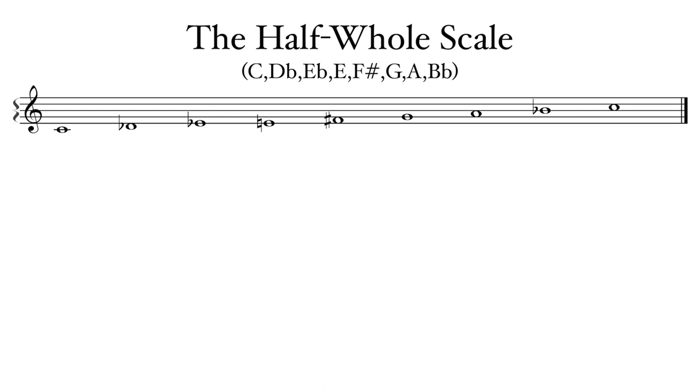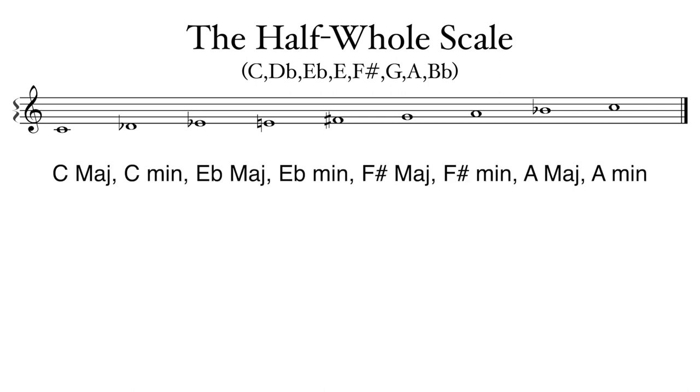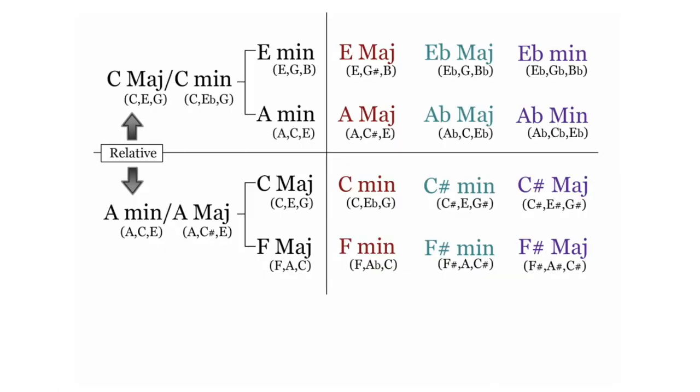In this case, we have the C half-whole scale, which yields these chords: a C major and a C minor, E flat major and E flat minor, F sharp major and F sharp minor, as well as A major and A minor. This scale also has a ton of other chords, such as C dominant 7, C diminished 7, F sharp dominant 7, etc. I again just highlighted the major and minor triads since we're relating this to the chromatic mediant chart.